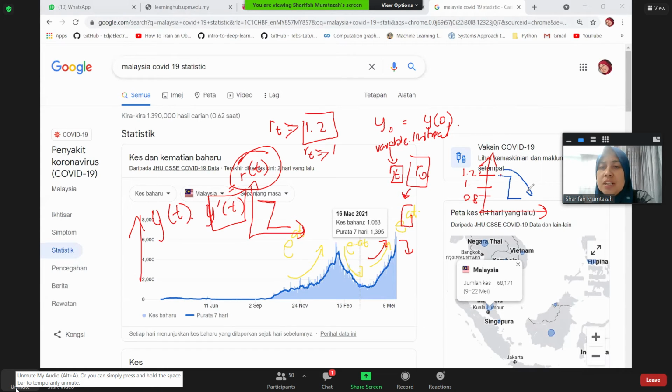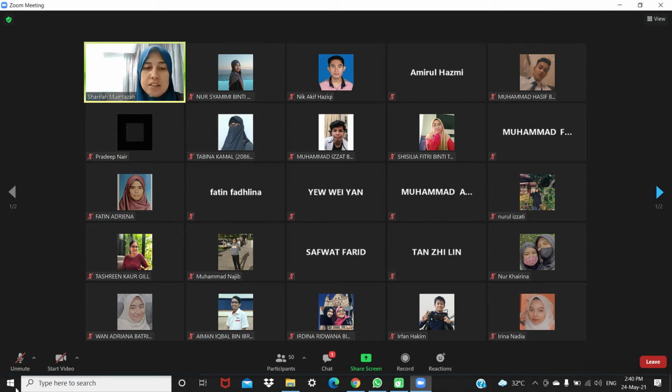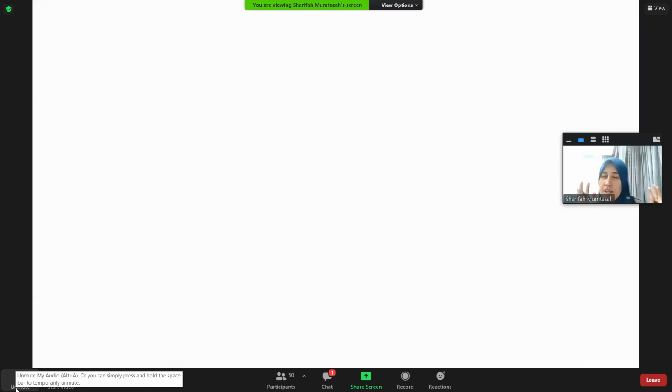What does it mean? Okay, I'm going to clear all drawings here. Let me stop sharing and take a clean whiteboard. I'm just trying to be creative and apply whatever we have learned in mathematics to this. We are talking about RT here. This is time. RT, because RT describes the slope.